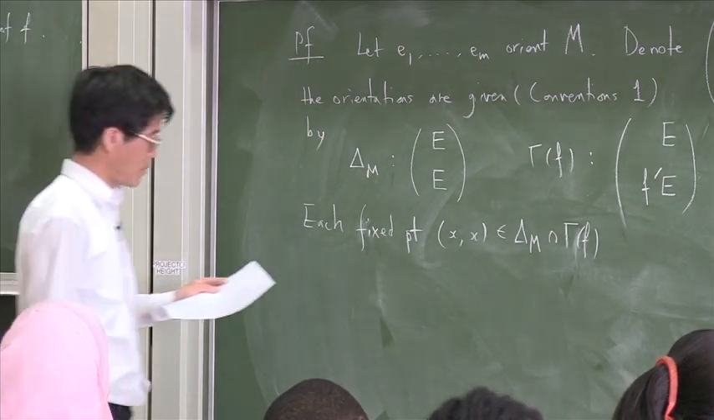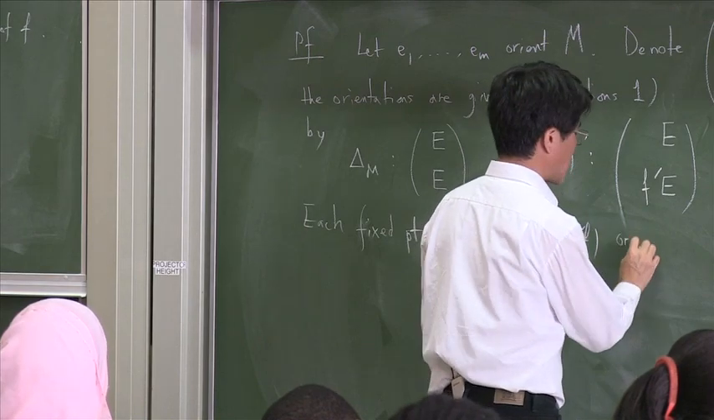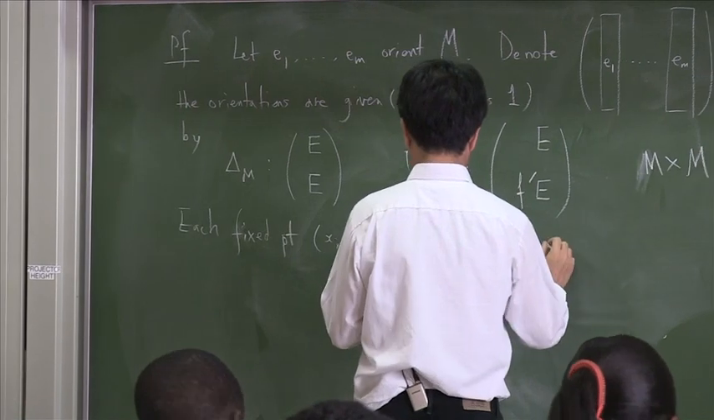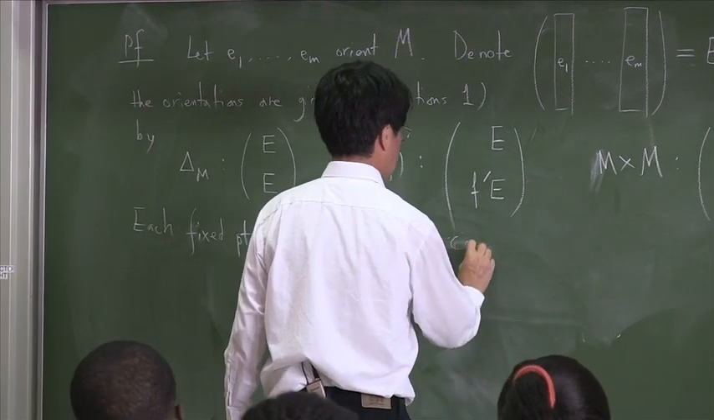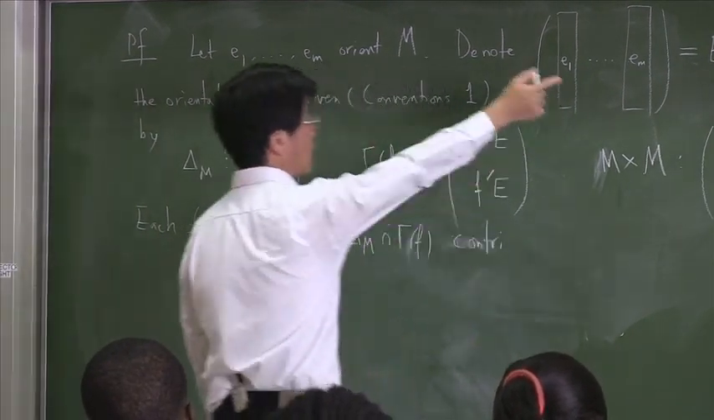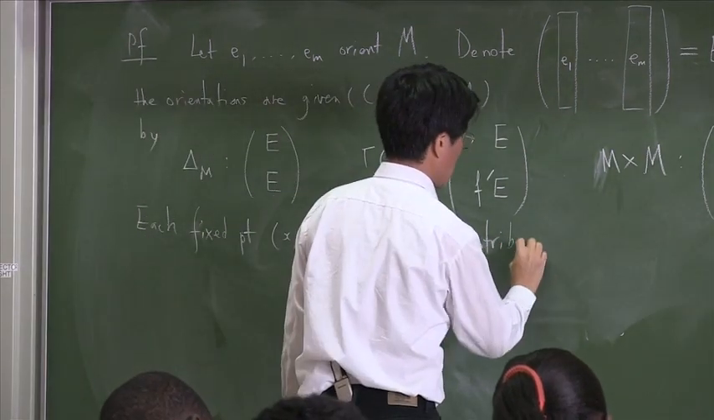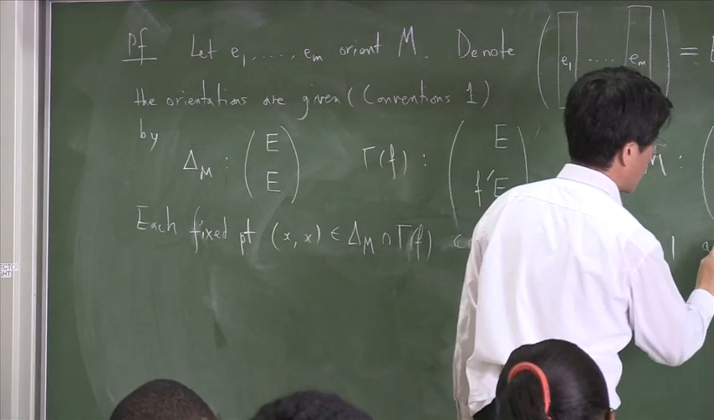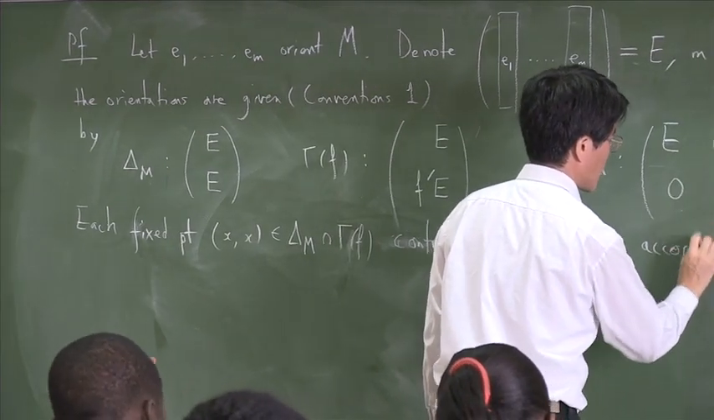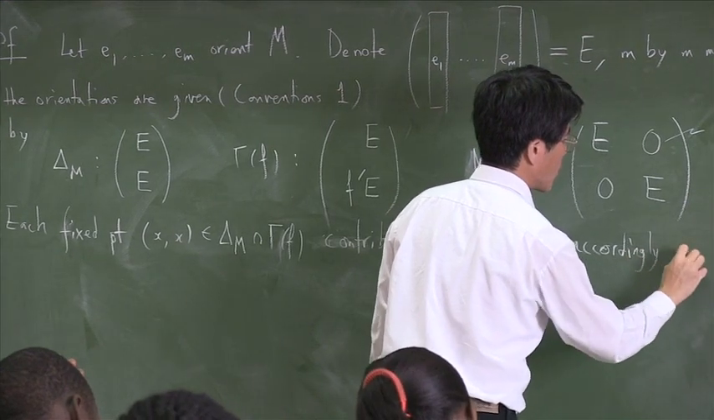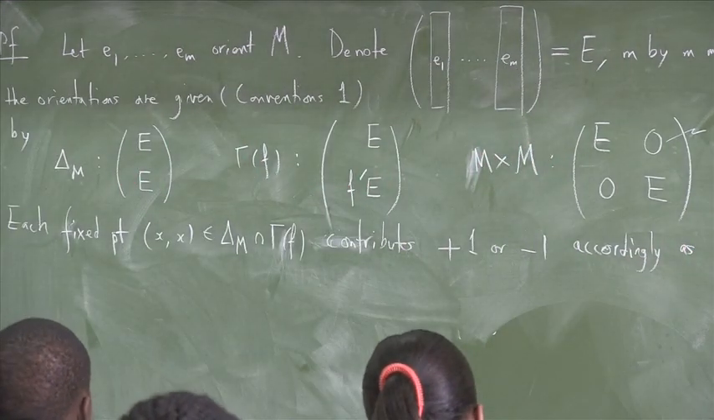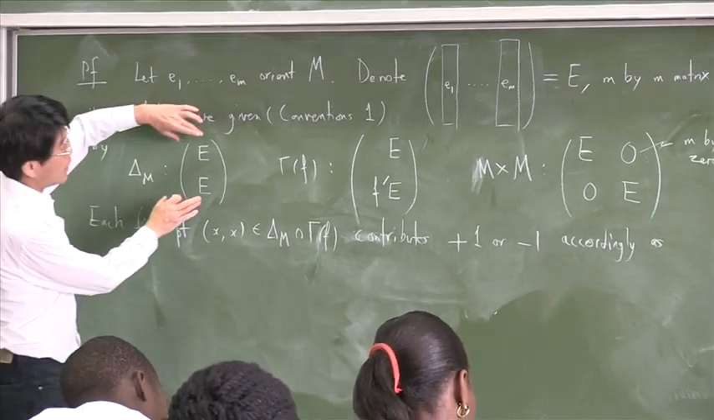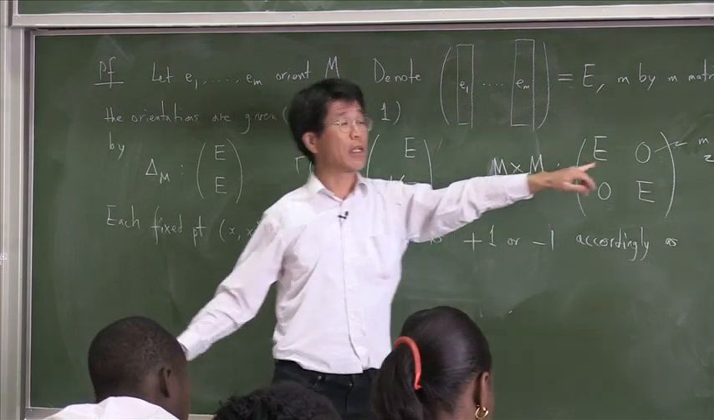Okay, for each fixed point, we must decide whether it has a sign plus or minus 1. So it contributes plus 1 or minus 1 accordingly as the following conditions hold. The condition for plus 1 is that the orientation defined by this and this matches the orientation defined by this.